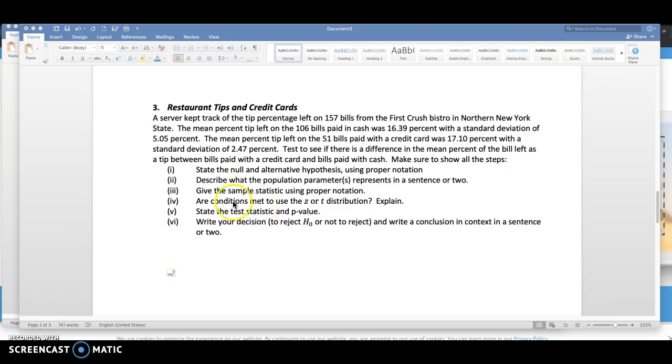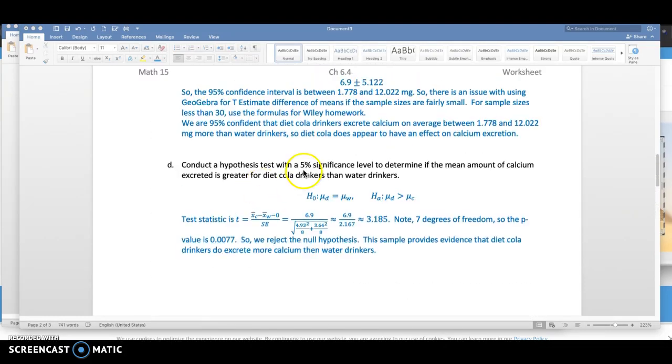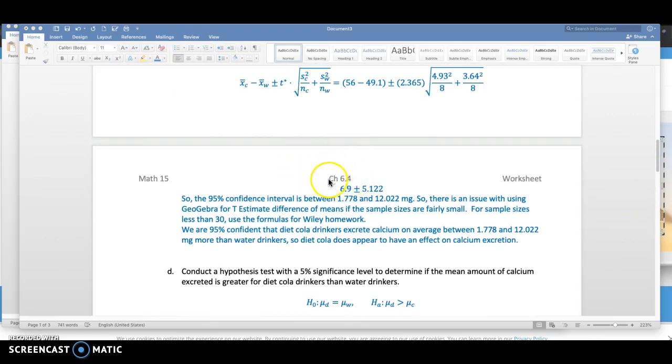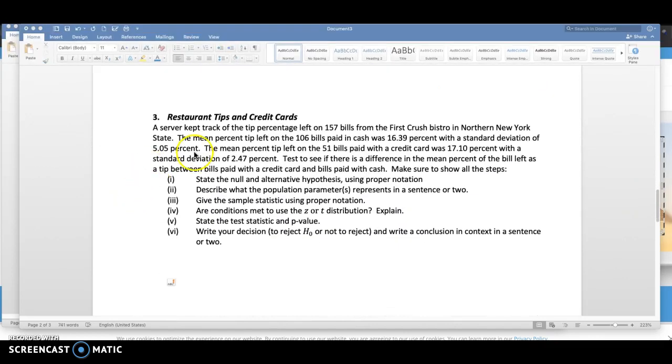Hello, we're going to look at one more example from chapter 6.4, difference of means. The server kept track of the tip percentage left on 157 different bills. This is from a restaurant, First Crush, in northern New York.